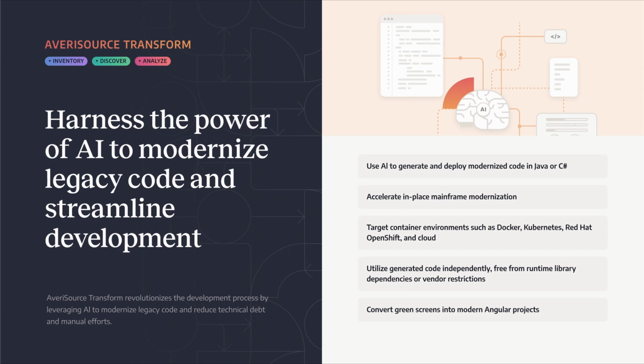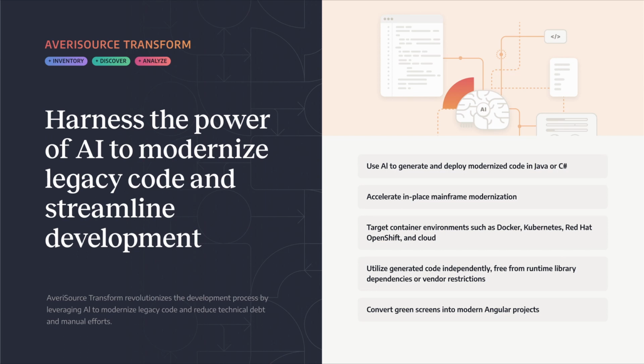Auto-generate data framework test screens and APIs. Auto-generate and populate fake data for data framework testing. Generate configuration files for popular tools and environments like SonarQube, Maven, and Docker. Transform uses the knowledge and insights gained from AveriSource Inventory, Discover, and Analyze, and generates application code, APIs, and test screens that adhere to the business rules and data element sizing restrictions. Transform will also help you convert green screens into modern Angular projects.